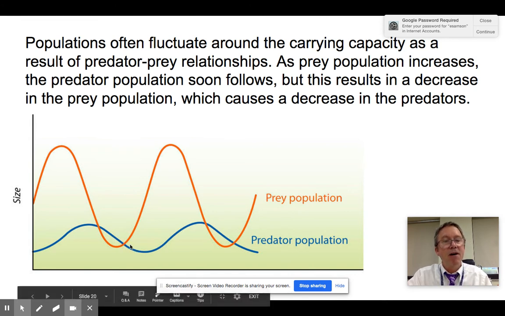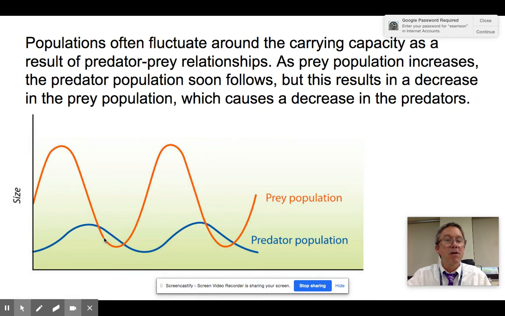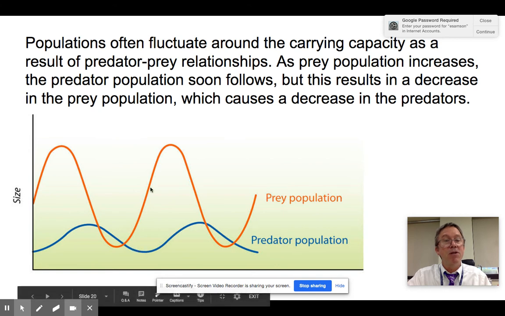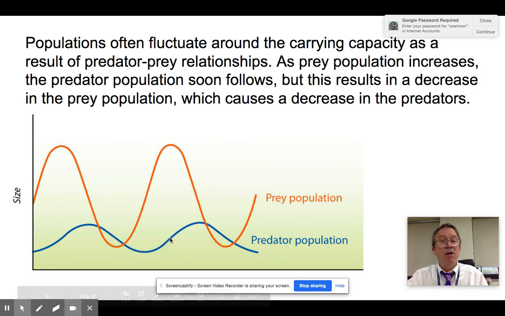But as they die off, there are fewer predators to eat the prey, so the prey population starts going back up. And as the prey population goes back up, the predator population can go back up because now there's a greater availability of resource, which causes the prey population to decrease again. So we see this offset of basically sine waves in predator population and prey population. It makes sense.